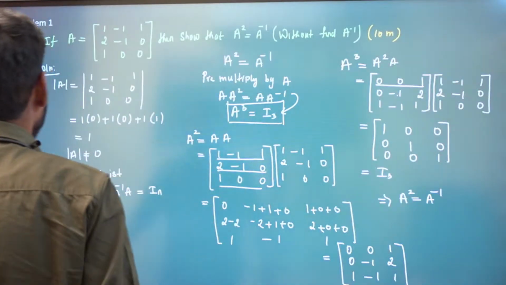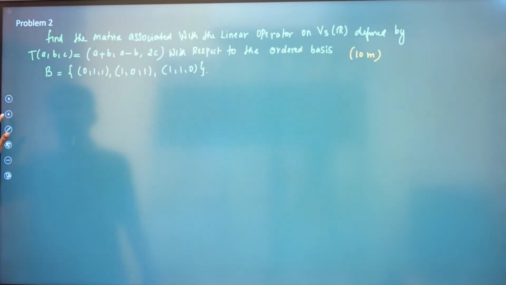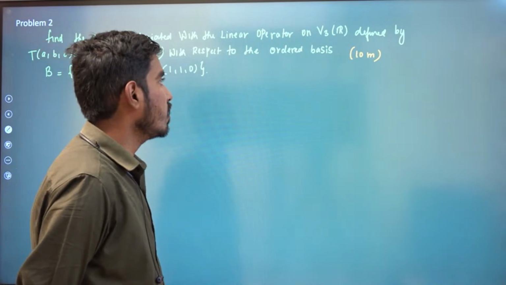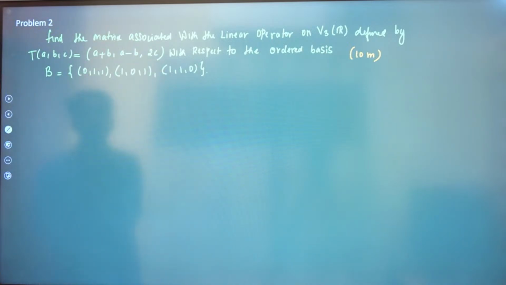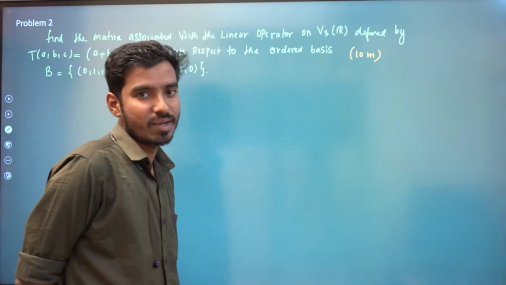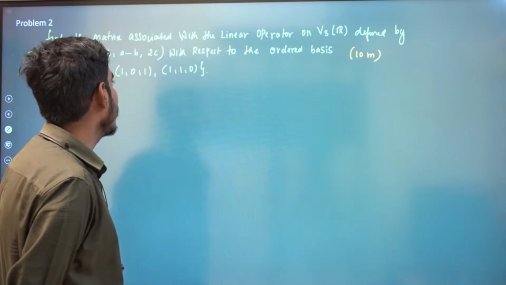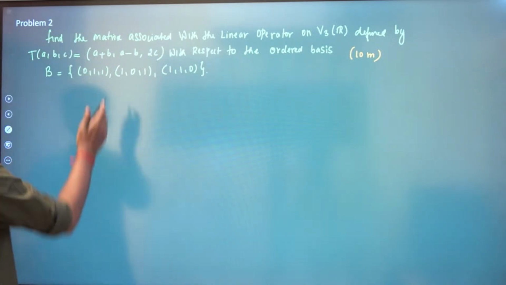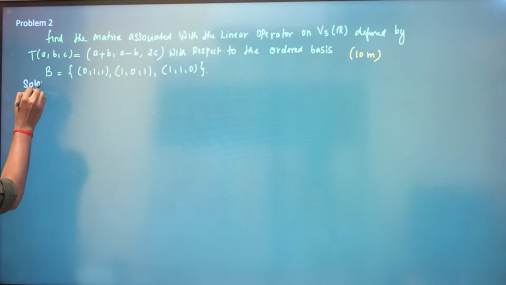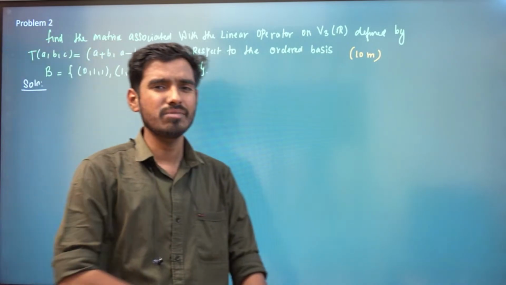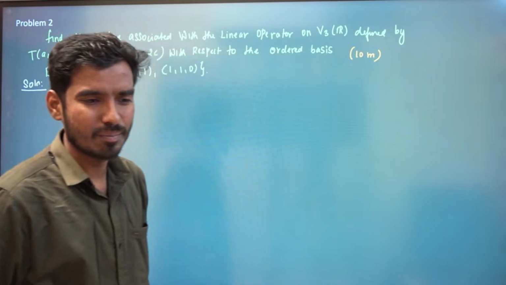Okay. Now we'll move on to the second problem. Find the matrix associated with the linear operator on V3 of R defined by T of (a, b, c) equal to (a plus b, a minus b, 2c) with respect to the ordered basis. Now we need to find the matrix of T with respect to the basis, right? See, every year same pattern, same questions, right? Only thing is they are changing numbers, that's it.